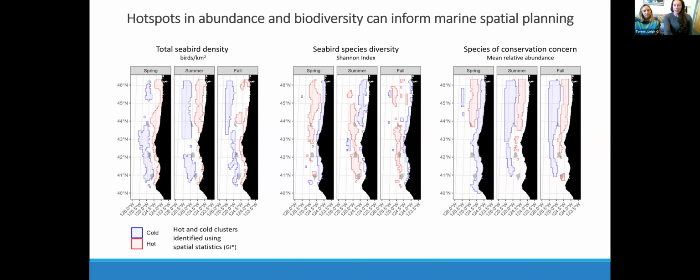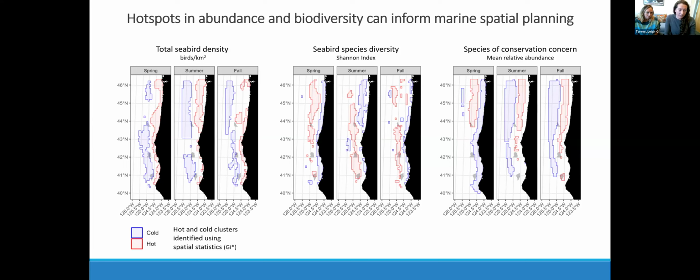So these polygons, these boundary boxes, show areas that have significant clusters of either high values in the red, those are our hot spots, or low values in the blue, those are our cold spots. And this is done by each metric and for each season. Looking at these, defining these hot and cold spots, then allows you to overlay these with different potential human impacts of interest.